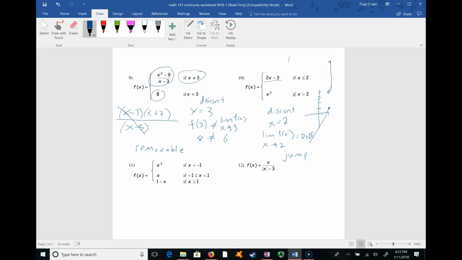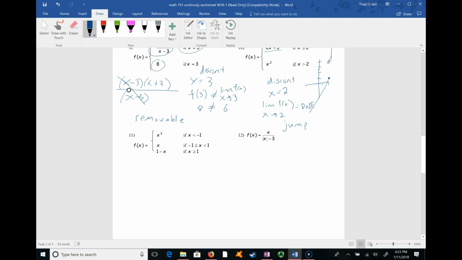And I think I'll do one more, number 12. So we want to probably plug in some numbers to find out what's going on here. When you plug in something bigger than 3, like say 4, so let's do f of 4, you're going to get 4 over 1, aren't you? If you plug in 5, you'll get 5 over 2. If you plug in 6, you'll get 6 over 3. It'll stay positive, and it'll be a nice continuous graph. But if you plug in 3, f of 3, we get undefined, don't we?